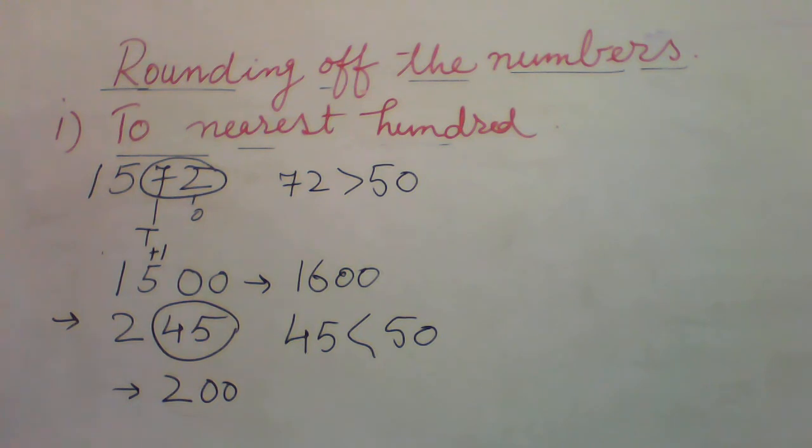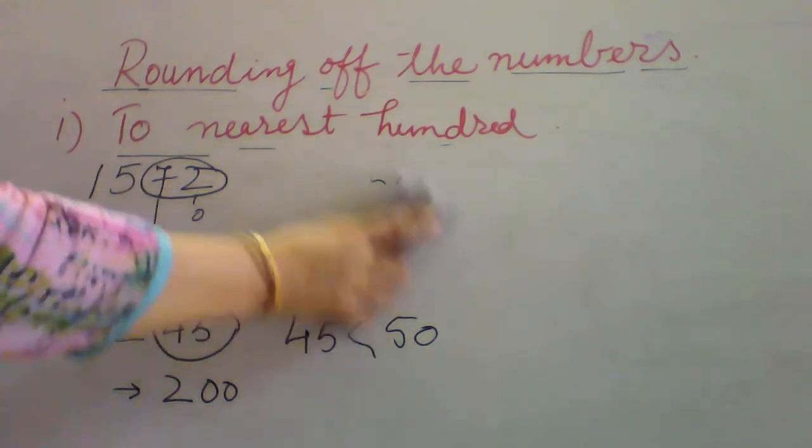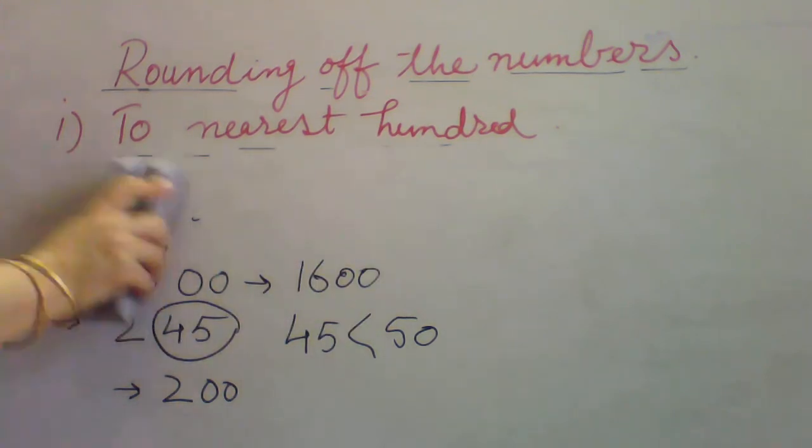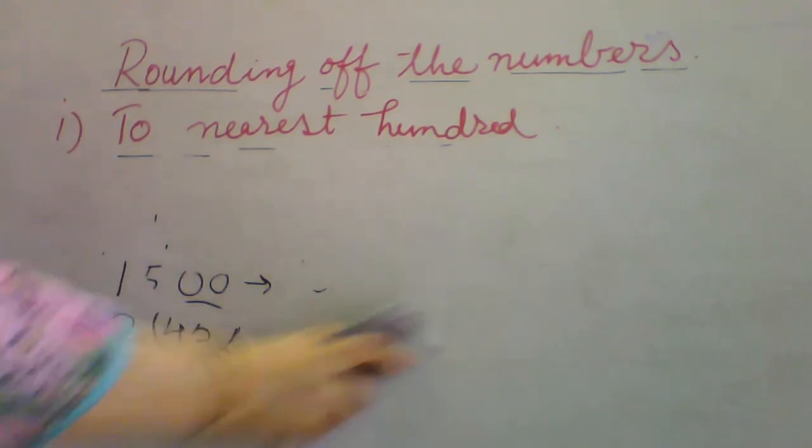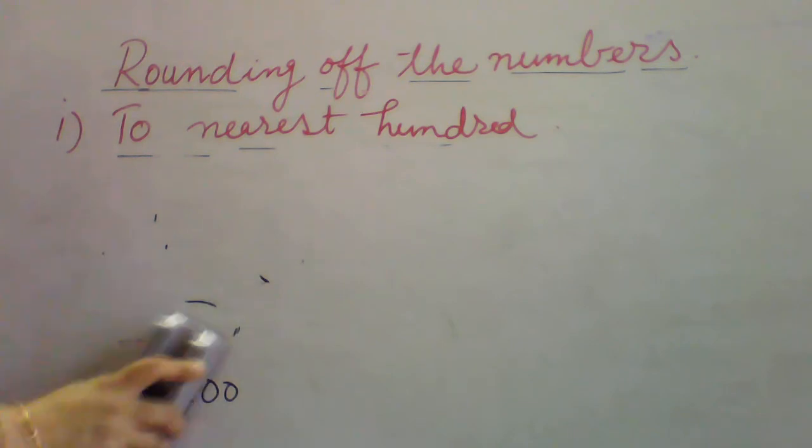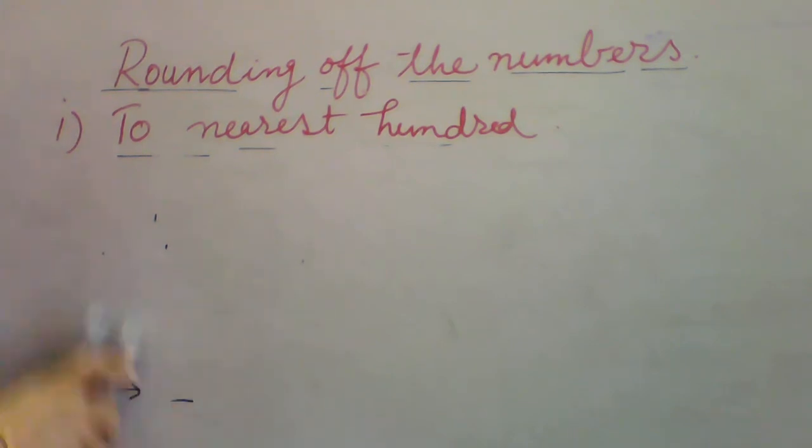Now other examples, 2-3 examples I have taken. Now we will come to the next, that is, if we have to round off a number to the nearest 1000.